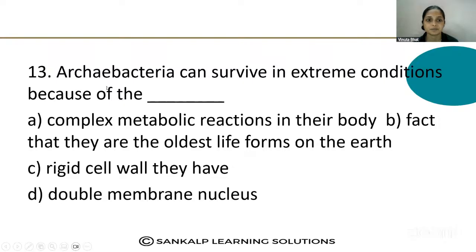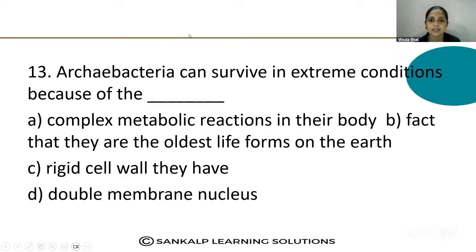Next question. Archaebacteria can survive in extreme condition because of complex metabolic reactions in their body, fact that they are the oldest life forms on earth, rigid cell wall, they have double membrane nucleus. Yes, what is the answer? Archaebacteria can survive in extreme condition like extreme temperature, extreme acid condition. So in all these conditions, archaebacteria are living. What is the reason behind this?